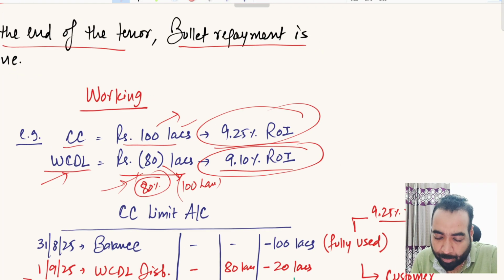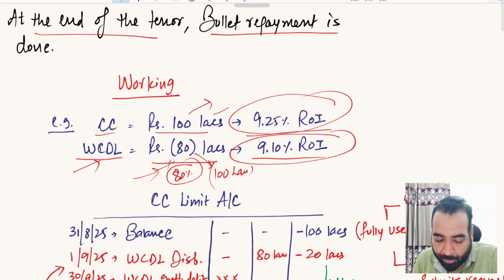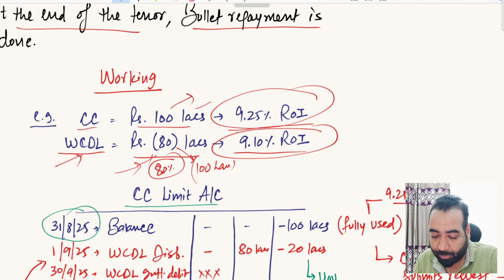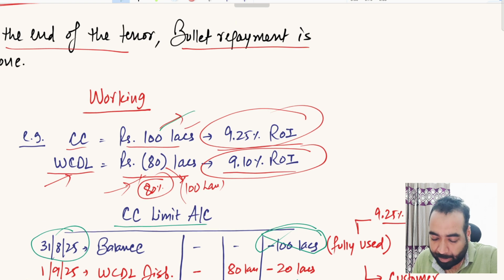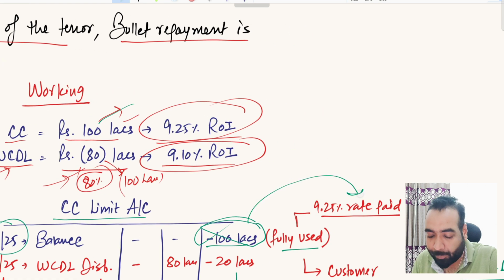So how does this WCDL work? Suppose this is your cash credit account, and on 31st August 2025 you have a 100 lakh limit, which is fully used. You have a 100 lakh limit and the limit is fully used, and you are paying 9.25% rate of interest on that 100 lakh rupees as a borrower, because 9.25% is your approved rate and your limit is fully used, right?